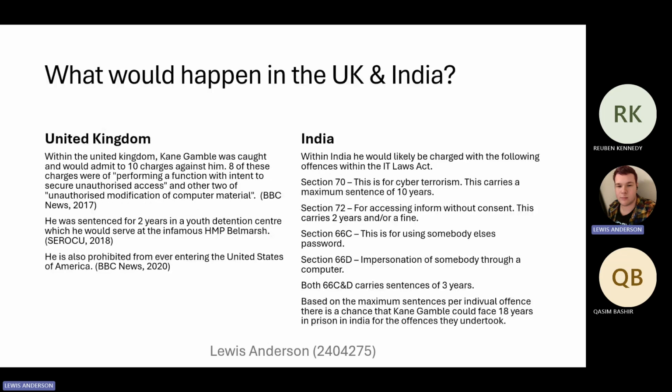So what would happen in the UK and India? In the UK, it's quite simple. He got 2 years in prison in Belmarsh, not a nice place, nor a nice prison. He is also banned from ever entering the UK, and you can see what he's been charged with there.